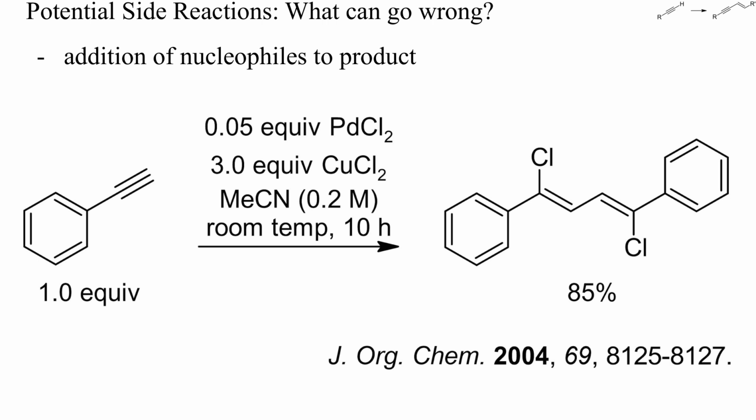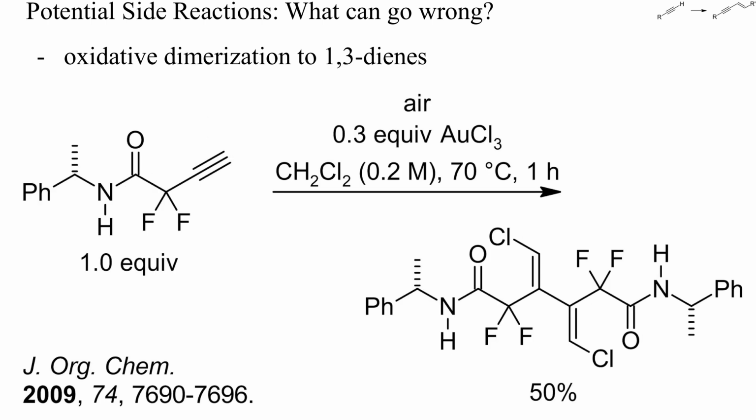Conjugated enynes and diynes are highly reactive and on occasions even explosive, and many nucleophiles can add to these compounds. In this example, hydrogen chloride added twice to a diyne, mainly because of the large excess of copper chloride. Alkynes can dimerize in a number of other ways that do not yield new alkynes. Here, for instance, again a 1,4-dichlorobutadiene was formed by oxidation with air and gold chloride.